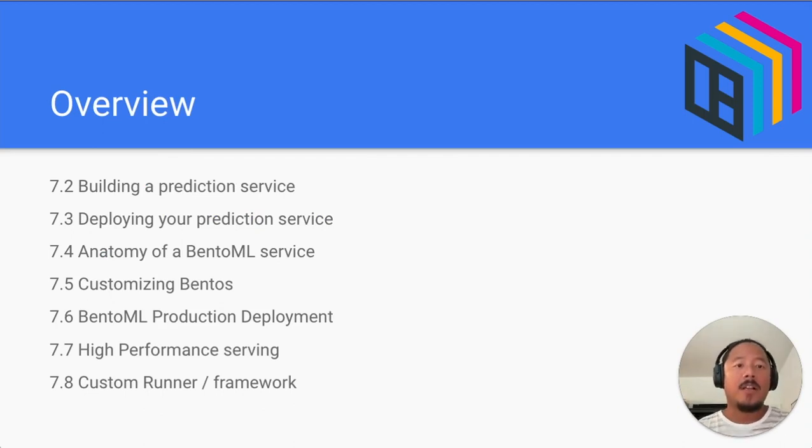So let's take a look at an overview of the module. The next two upcoming sections, we're going to get really hands-on, showing you the fastest way to package your service and deploy it. Then we'll get a little bit more into detail around how it works and how to customize your service depending on what you need. Then finally, in 7.6 and 7.7, we're going to get really high-end and talk about a bunch of different ways that you can deploy and serve at really high scale.